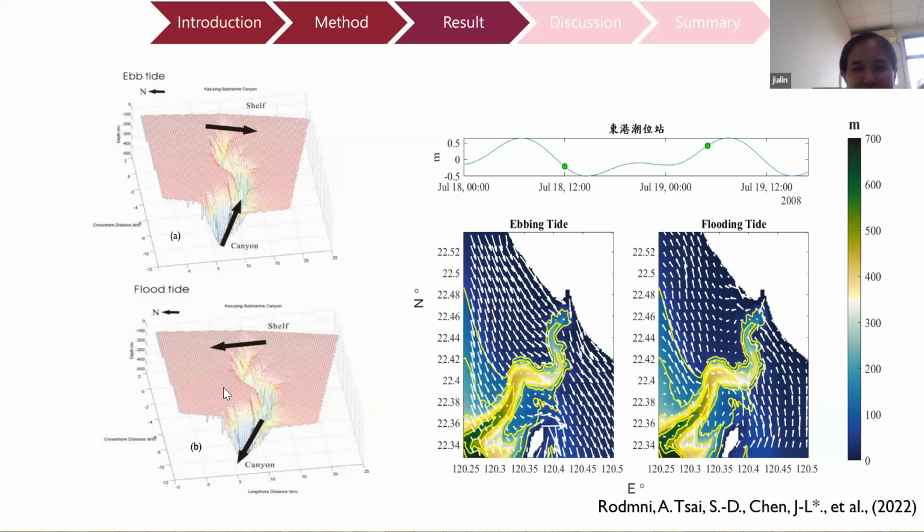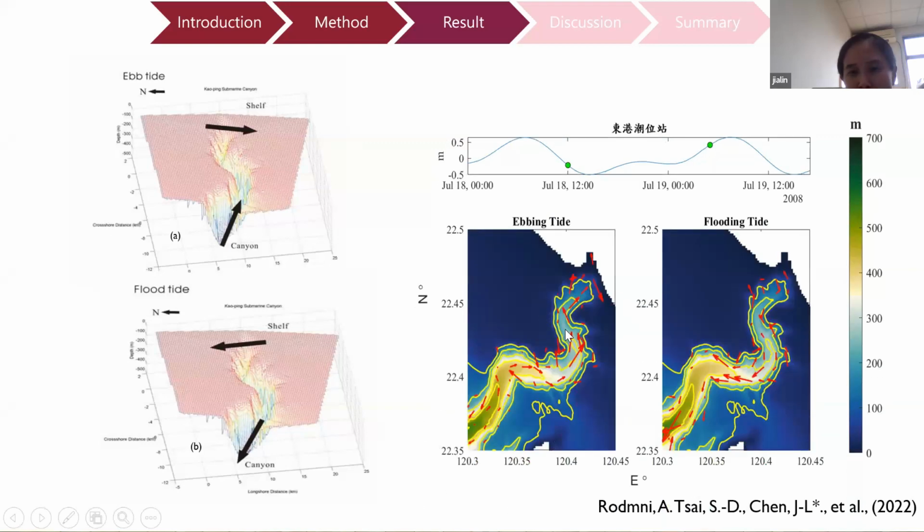All of this I'm showing you is the complexity of the flow field in this location. But the numerical model is able to include all of them. This is the model showing the continental shelf flow during the ebb and flood, and the flow along the canyon during the ebb and flood follows the trend shown on the left-hand side. The schematic summarizes the complexity of the flow field here.